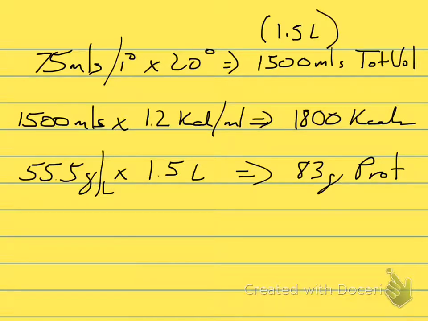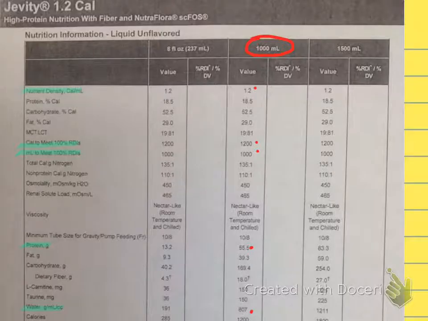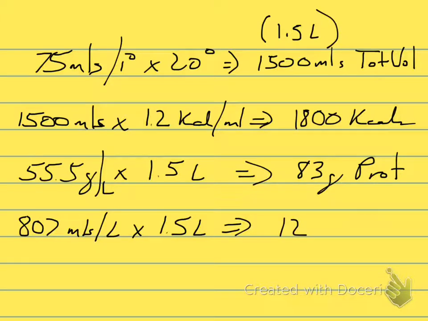Now let's look at free water. We have 807 mils per 1,000 mils of formula. So if we take the 807 mils per liter, we multiply that by 1.5 liters, which is our total volume that we're getting in, then we're going to end up with 1,210 mils of free water.